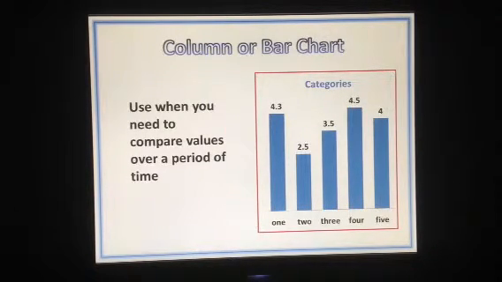Let's look at column or bar charts. These are used when you need to compare values over a period of time. For example, like this. Now, you'll notice that I have the labels on the bottom and the numbers at the top of the bars.